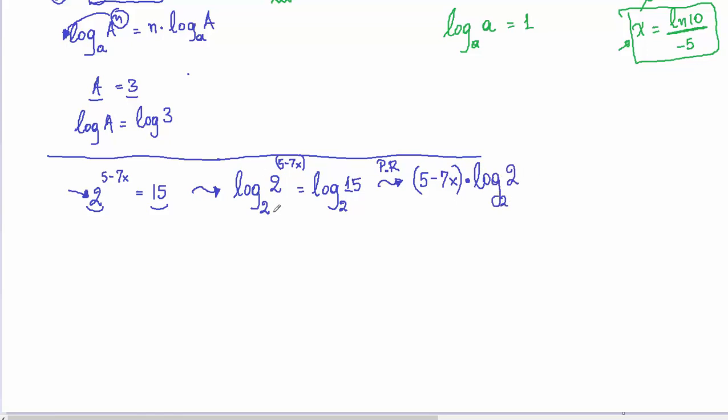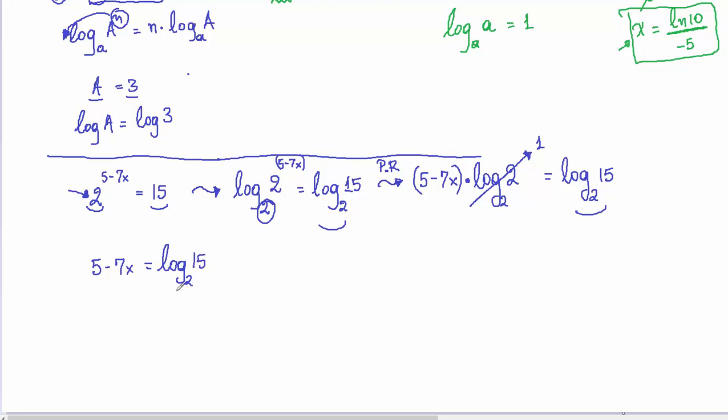So the beauty of choosing the base 2 right here is that this part of my equation will become equal to 1. And this is equal now to log with base 2 of 15. Nothing changes on the right side yet. As you can see, it stays as is. But if I simplify now, the left side of the equation is 5 minus 7x times 1, so it's 5 minus 7x, equals the log with base 2 of 15.